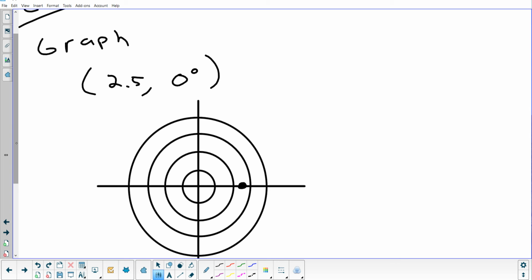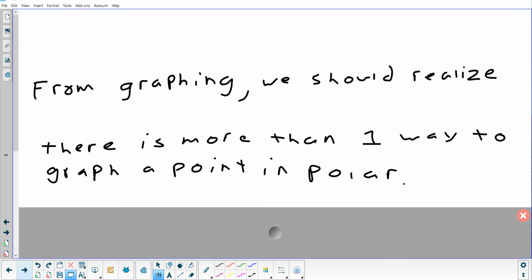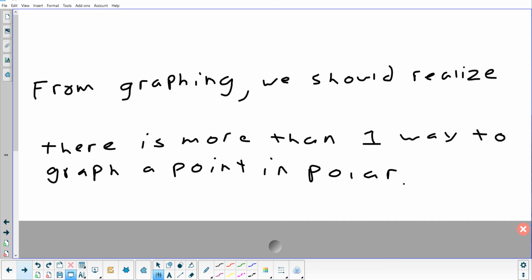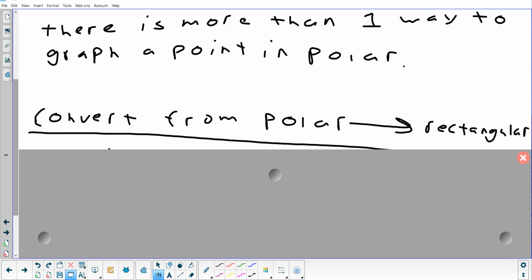So that's basic graphing in polar. We already did that. So I explained to you this already. There's up to 4 different ways to graph a point in polar. So we talked about that. And now the last 2 things we're going to look at is how can you change a point from polar to rectangular, and then we'll try the other way as well.